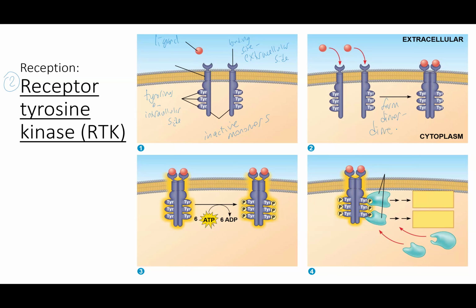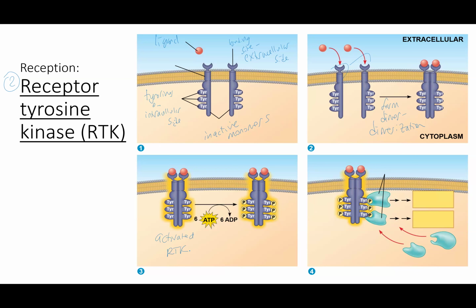This is called dimerization. So the two monomers are going to come together. When those signal molecules bind at the binding sites, it activates them and causes them to dimerize. So now we have these two units together. Okay, this is going to activate. So this is now activated.